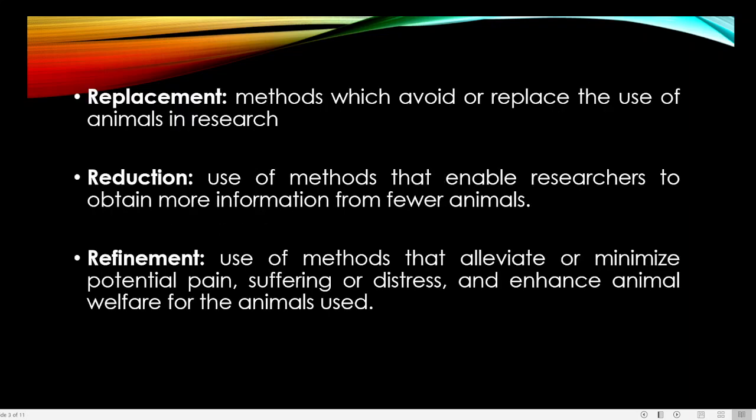So here you can see the important terms under the 3R principle. One is replacement, reduction and refinement. Replacement means when an animal can be replaced with some other method, we should always opt for that. That is the meaning: methods which avoid or replace the use of animals in research as far as possible. This is the ideal method.